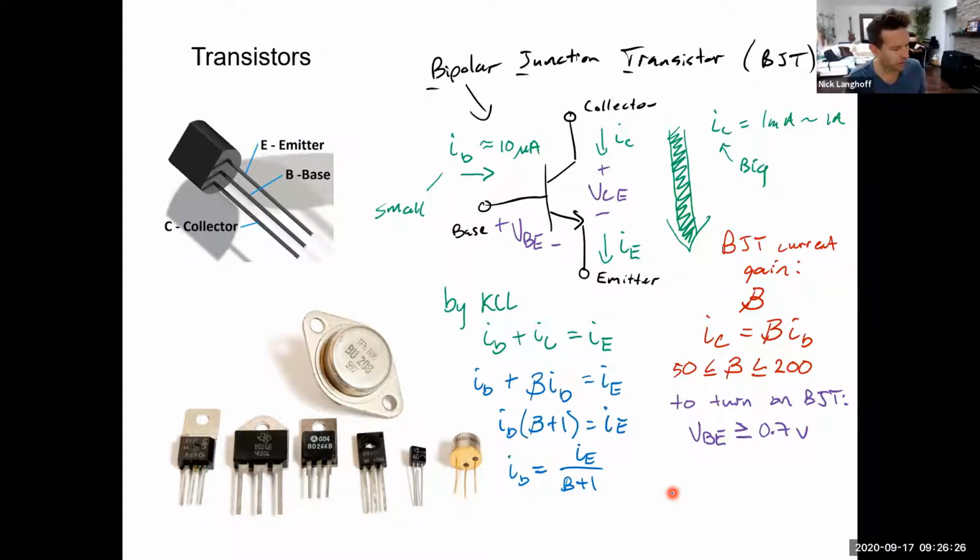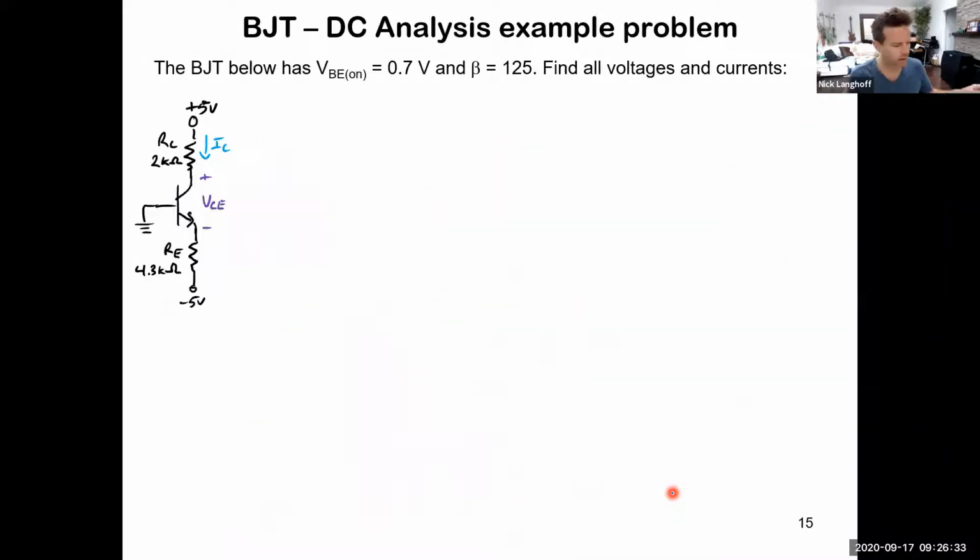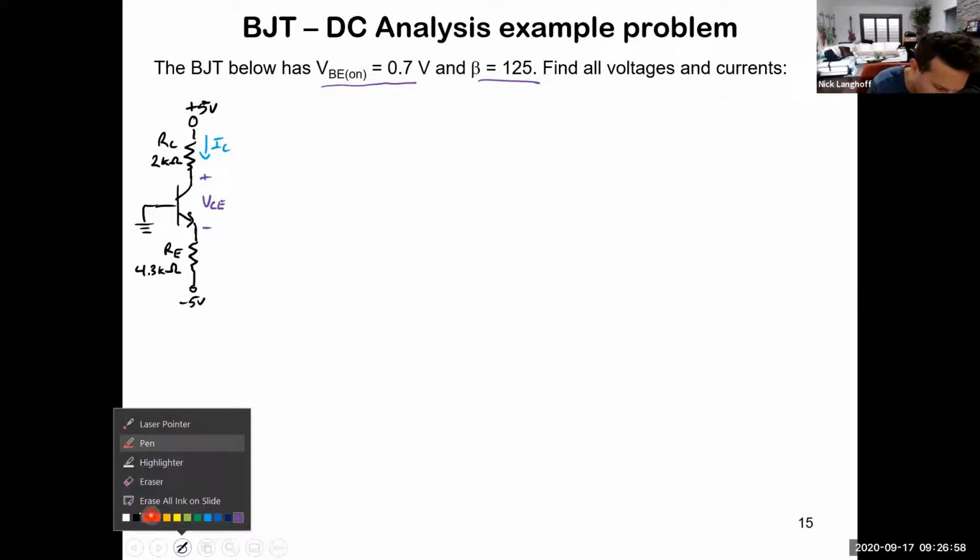Okay, so let's take a look at an example, and it'll show some of these aspects here. All right, so let's say we've got this BJT circuit here, and we're going to do some DC analysis of it. We've been told that the base emitter junction VBE on is 0.7 volts, and that the beta value, the current gain of the transistor, is 125. Okay, so let's go ahead and do that.